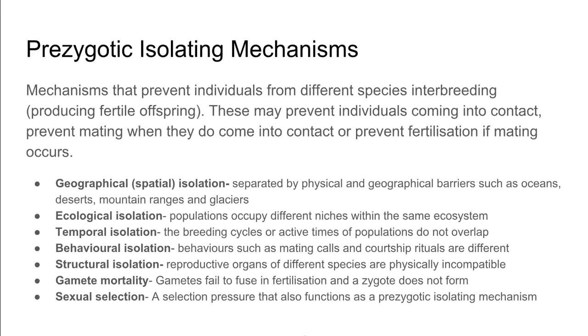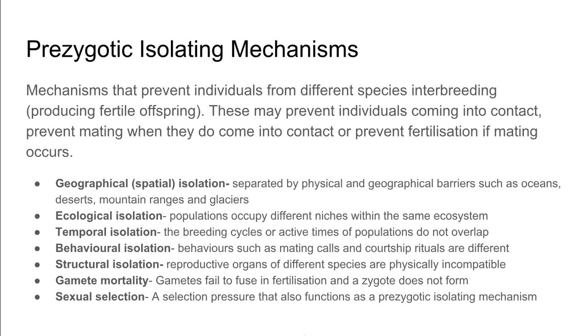So there are some isolating mechanisms which we're going to refer to at the beginning of this video, which can prevent individuals from different species interbreeding. And these are the prezygotic mechanisms. These may prevent individuals from coming into contact, prevent mating when they do come into contact, or they can prevent fertilization if mating does occur. And this actually stops any evolution between different species.